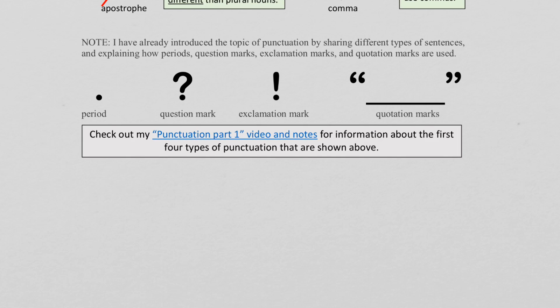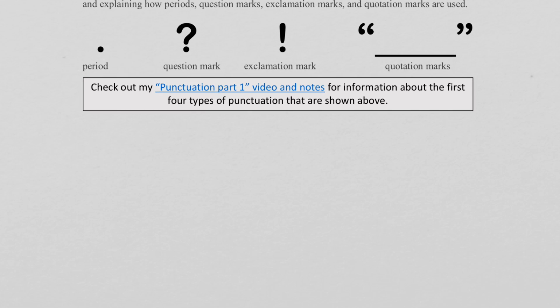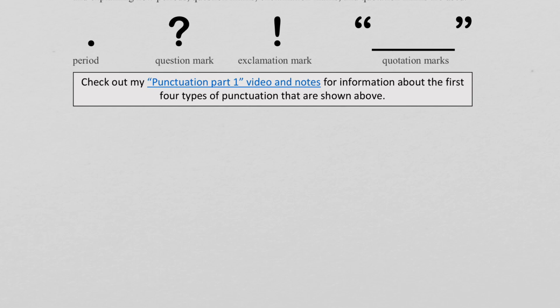Just a quick note too, that I have already introduced the topic of punctuation by sharing different types of sentences and explaining how periods, question marks, exclamation marks, and quotation marks are used. Pictures of those types of punctuation are here. You can check out my Punctuation Part 1 video and notes for information about the first 4 types of punctuation that are shown above. So the period, the question mark, exclamation mark, and quotation marks.